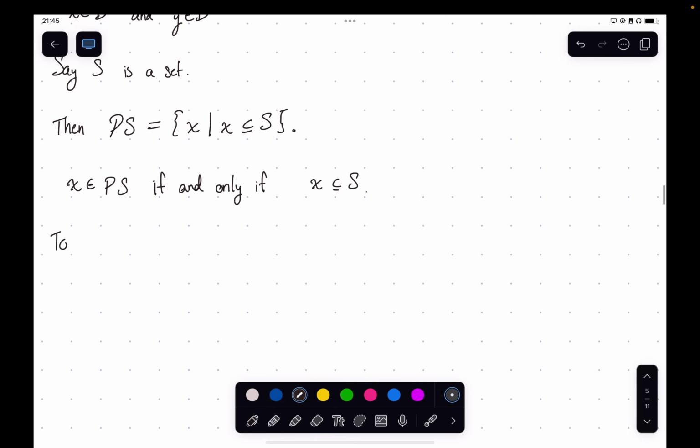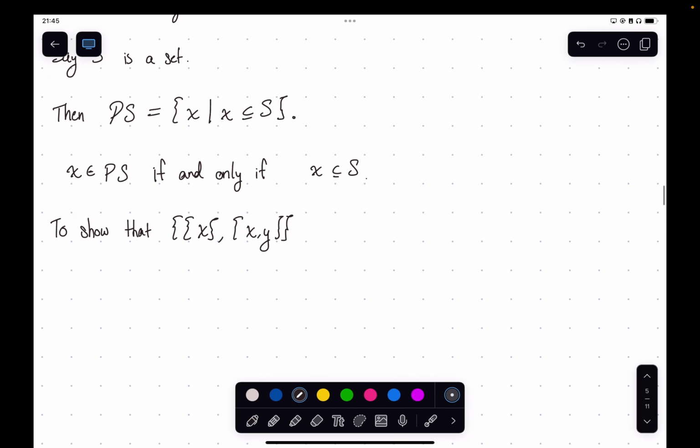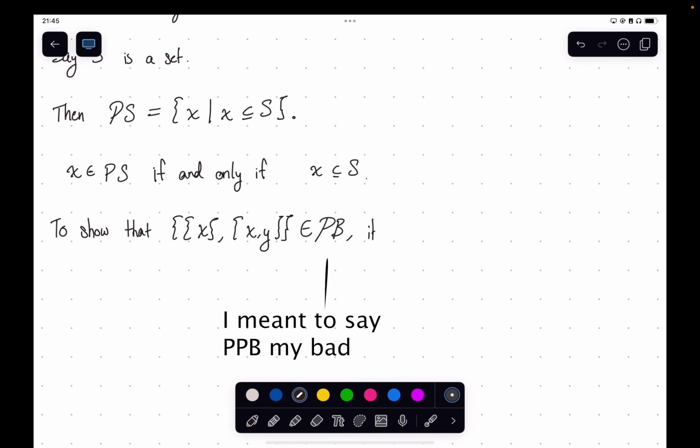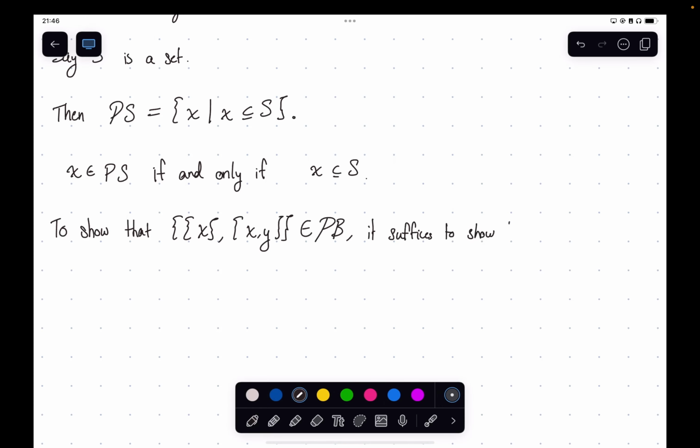So to show that this set, the set containing X and the set containing X and Y, is in the power set of the power set of B, it suffices to show that this set is a subset of the power set of B. And okay, now how do we show that this is true?